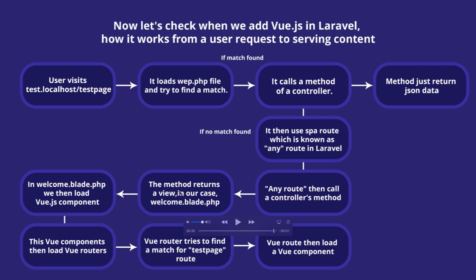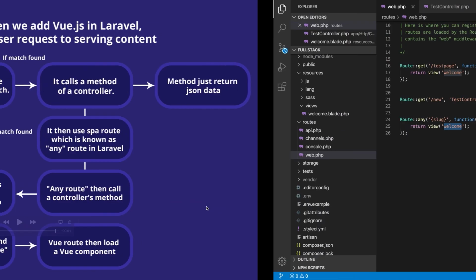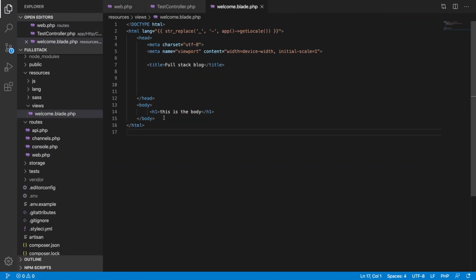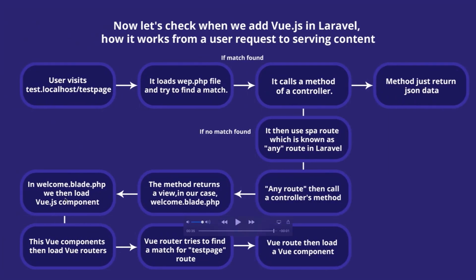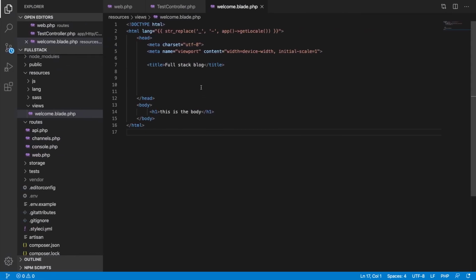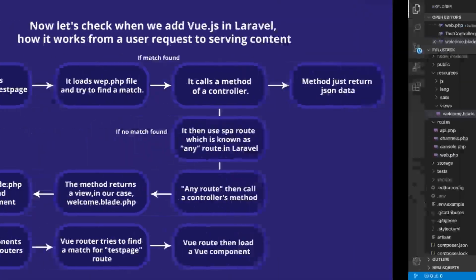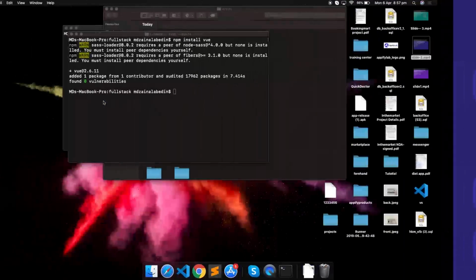The method returns a view, in our case the welcome.blade.php file. Perfect. Now we have to load Vue.js in this file. So it says that in the welcome.blade.php file, we then load the Vue.js component. Now let's see how we can load the Vue.js file. Let's start from here. Let me show you another presentation.